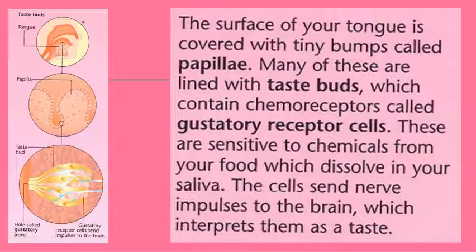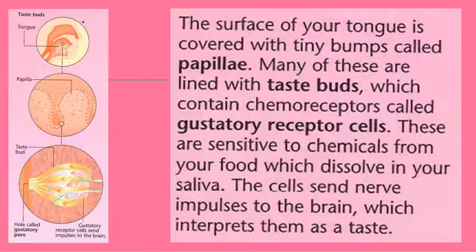The surface of your tongue is covered with tiny bumps called papillae. Many of these are lined with taste buds, which contain chemoreceptors called gustatory receptor cells. These are sensitive to chemicals from your food which dissolve in your saliva, your spit. The cell sends nerve impulses to the brain which interprets them as taste.